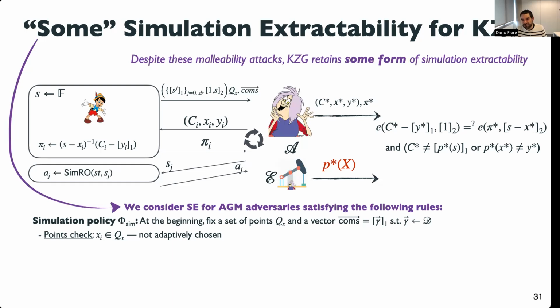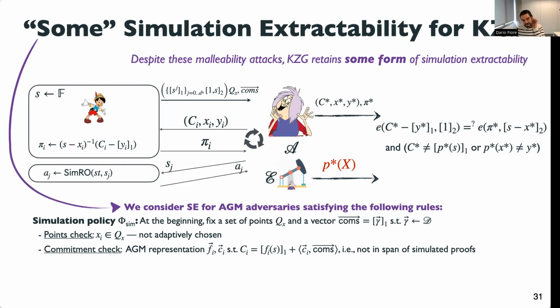Okay, so essentially we are saying the adversary cannot ask adaptively evaluation queries on points of her choice. She can actually choose these points at the very beginning, but not adaptively later.